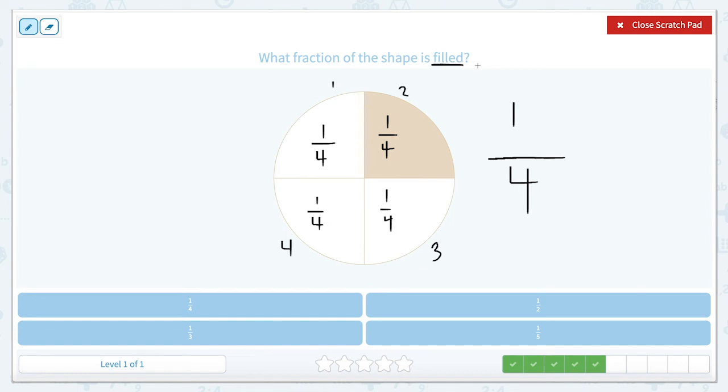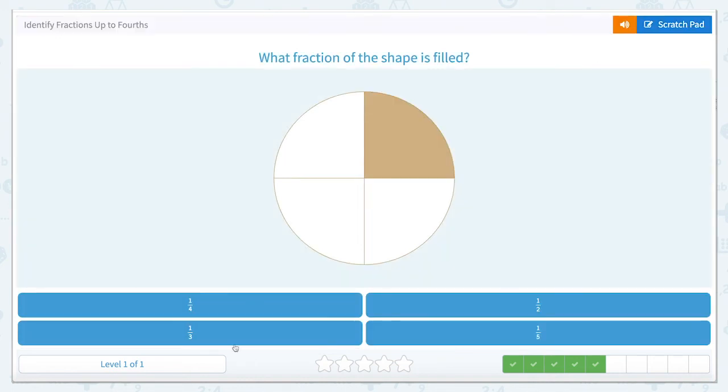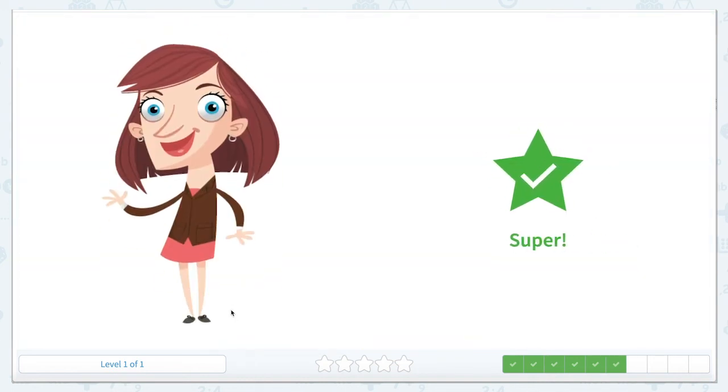They want to know which part is filled. That would be this part right here. So that part is worth 1/4. So let's close that scratch pad and find 1/4. Super.